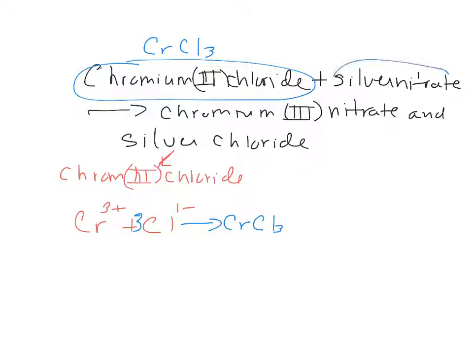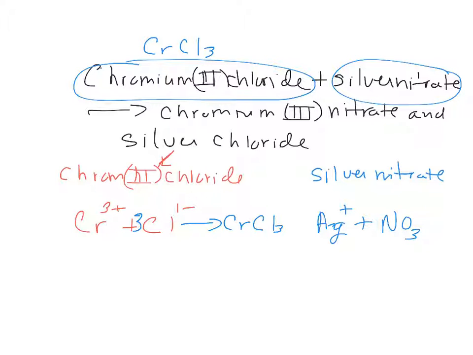Now let's make silver nitrate. Silver nitrate is made from silver ion, which we need to memorize is a +1 charge. And nitrate is one of the polyatomic ions that we agreed we would memorize, and that has a -1 charge. These get together 1 to 1, so silver nitrate is AgNO3.